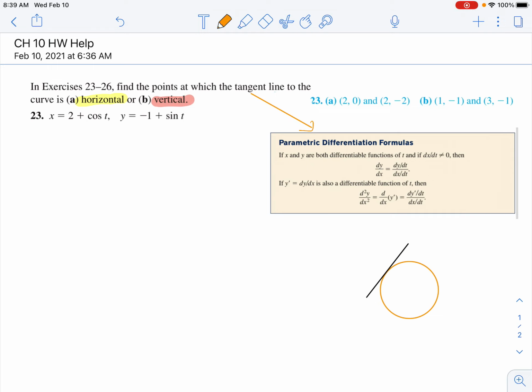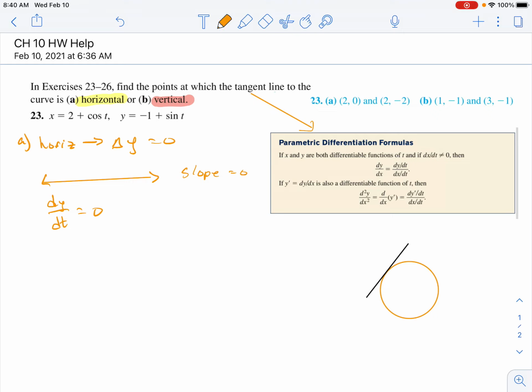Okay, well, let's start with horizontal. For a tangent line to be horizontal, that's going to imply that the change in y is 0, right? Because if the line itself is horizontal, then the slope of that line is 0. So what we need is just dy/dt to equal 0. And you might say, well, we know we need dy/dx to equal 0, but with the formula, if the top is 0, we're good to go.